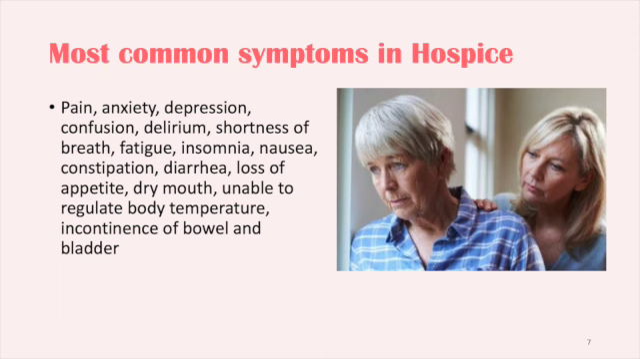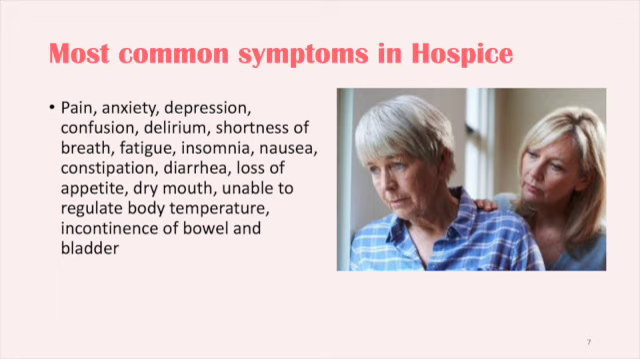So what are the most common symptoms that we could see in an end-of-life resident? Pain, of course, anxiety, depression. You may see some confusion or delirium, which is mostly like the restlessness, the terminal agitation, shortness of breath, fatigue, insomnia, nausea, constipation or diarrhea, loss of appetite, a dry mouth, an inability to regulate their body temperature, or incontinence of bowel and or bladder. These symptoms you may see in the hospice resident.